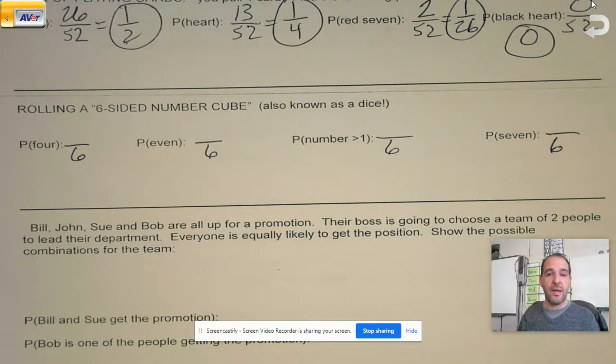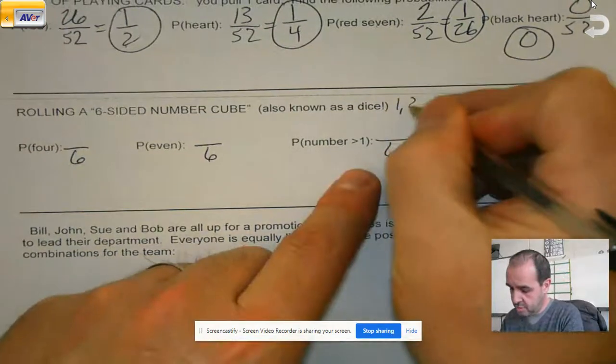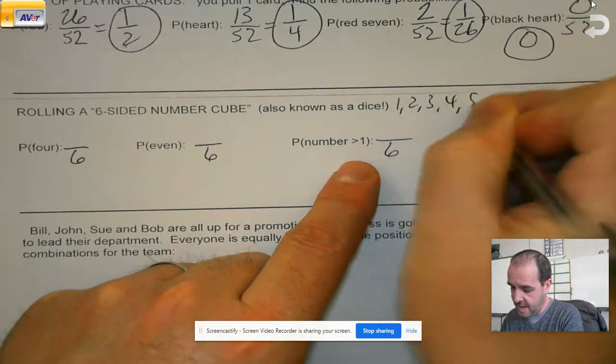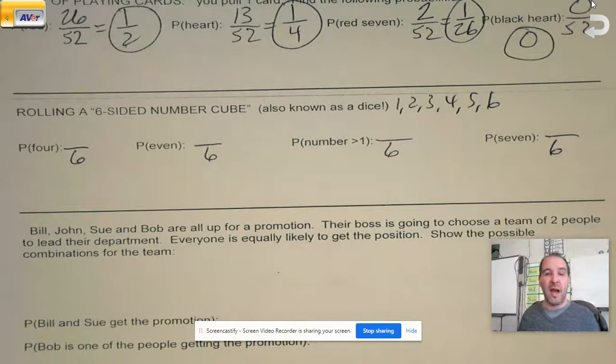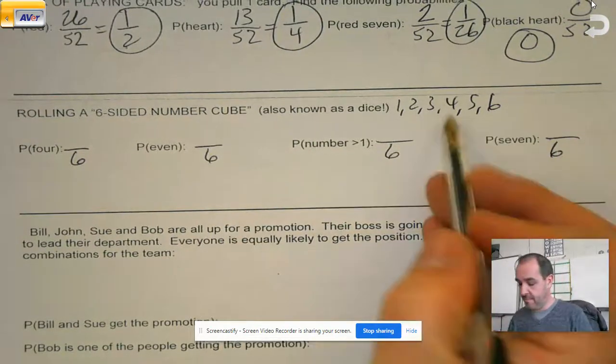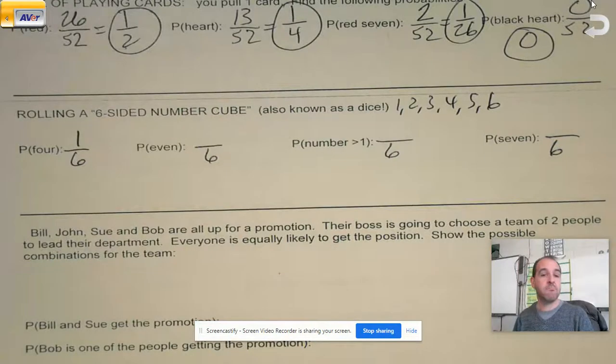Well, on a 6-sided cube, I can get 1, 2, 3, 4, 5, or 6. Am I saying you need to write out every single possibility every time? If you have background with it, maybe not. If you don't, maybe. So the possibility of getting a 4: I see one 4 there, 1 out of 6.